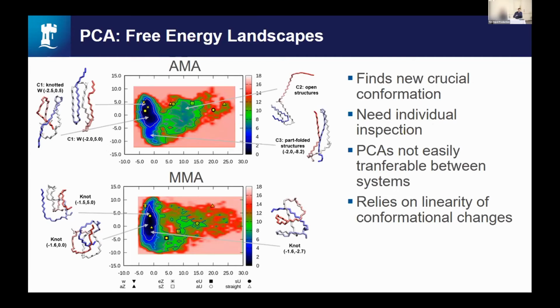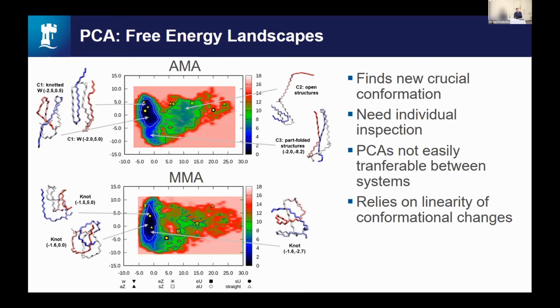But it definitely already works better. So we already see that the principal components, if you look at the picture below here, give us new structures, which were the knotted structures we didn't have in any analysis before. So yes, it already reveals some hidden structures, and I can assign the percentage of folding for those. So the good thing is it finds new conformations. Problem is it needs individual inspection. And the other thing is it's still not transferable.